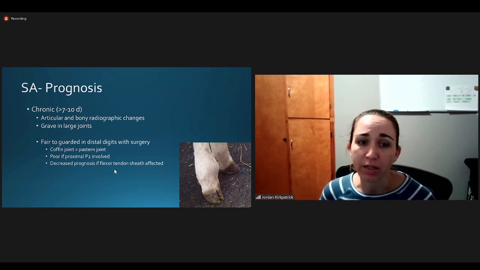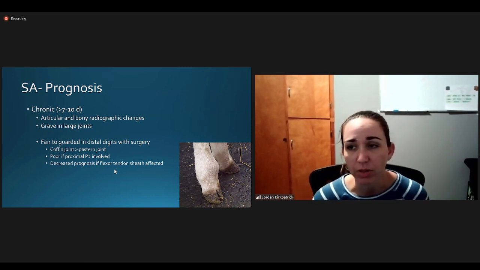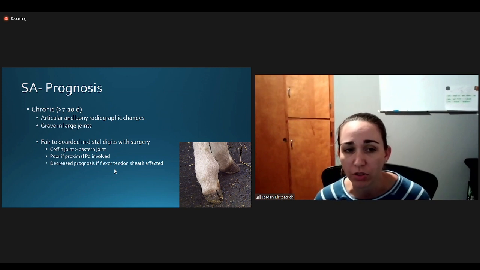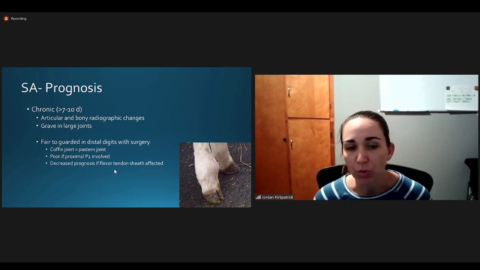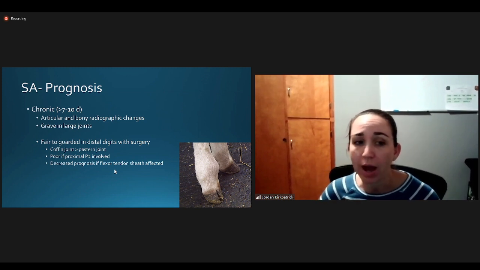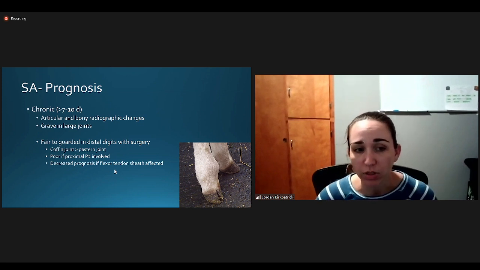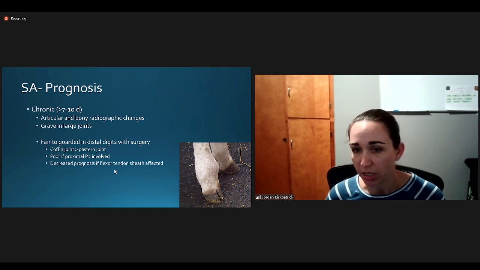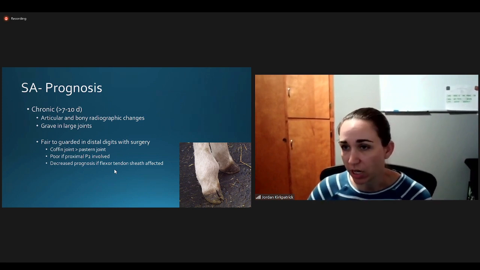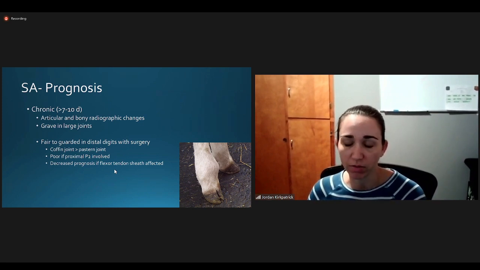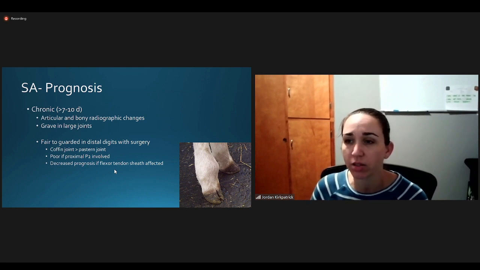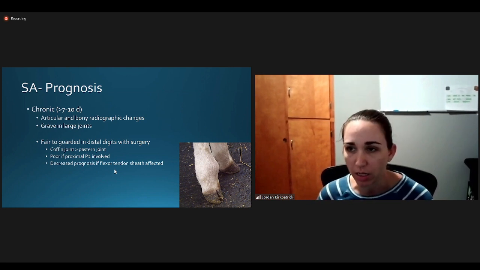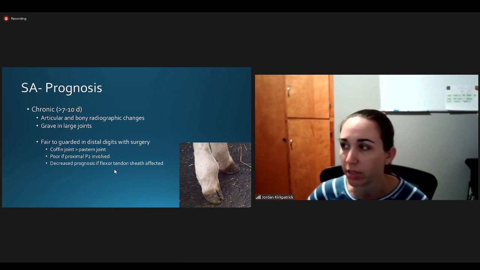Fair to guarded in the distal digits with surgery. So there's a better prognosis for the coffin joint versus the pastern joint. There's a poorer prognosis if the proximal aspect of P2 is involved, if the second phalanx is involved. And then if the flexor tendon sheath gets infected, that also decreases the prognosis because the infection is in the joint and a tendon sheath. So that's 2 areas that are infected, and that definitely has a lower prognosis.